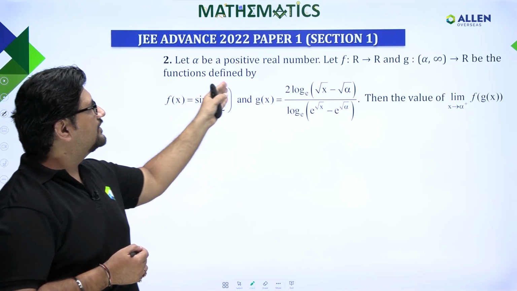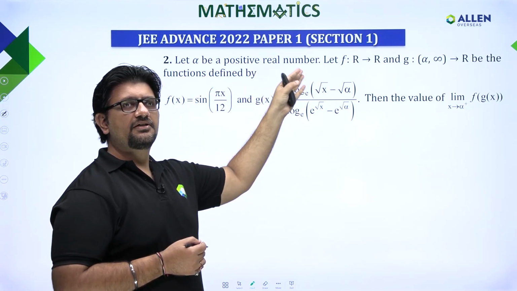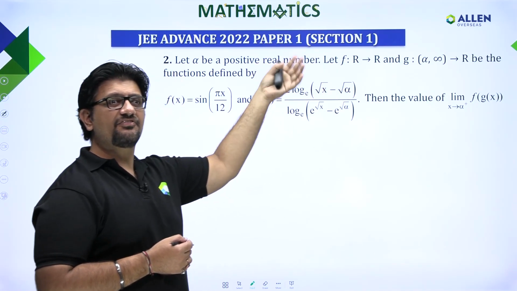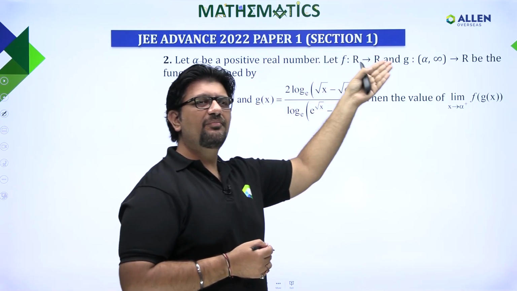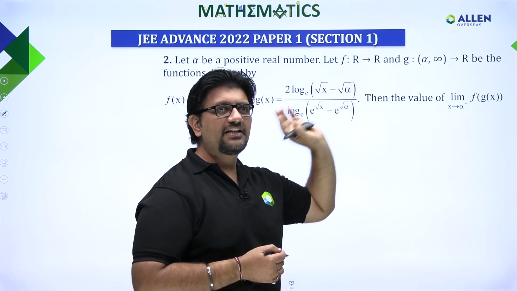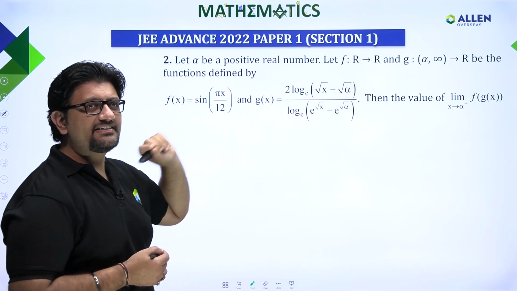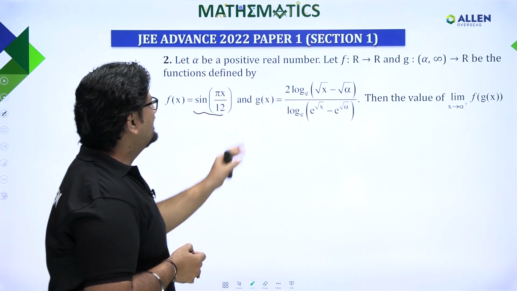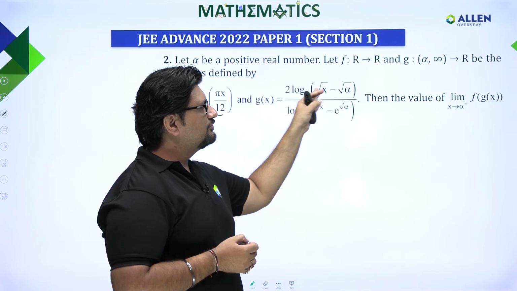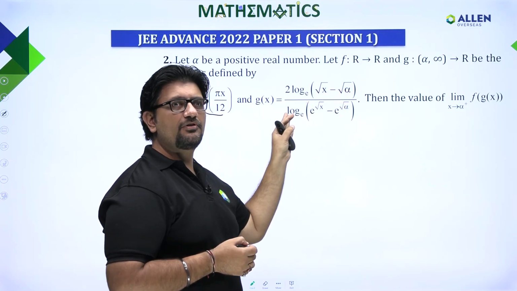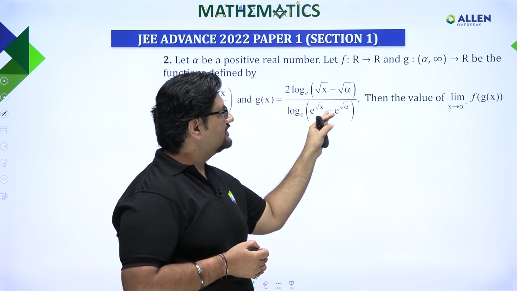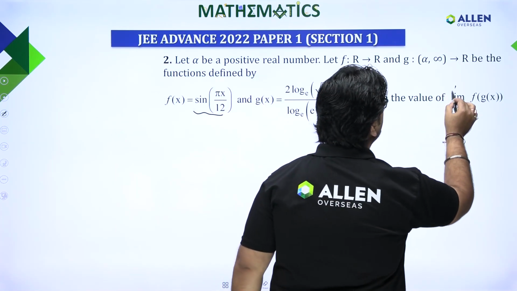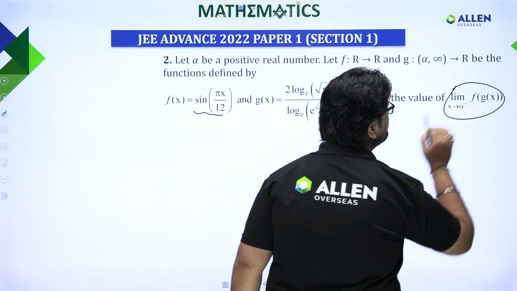Let alpha be a positive real number, and f is a function defined from real to real, and g is another function defined from alpha comma infinity to real numbers. What is given to us is f of x is sine of pi x by 12, and g of x is 2 log base e of root x minus root alpha upon log base e of e power root x minus e power root alpha, and we have to find the limit as x tends towards alpha positive of f of g of x.